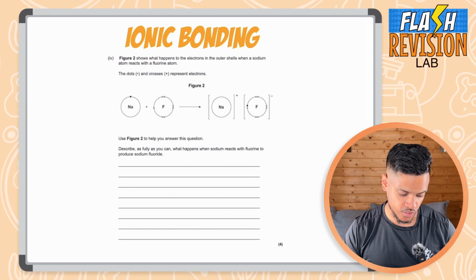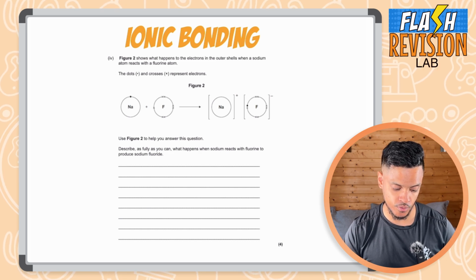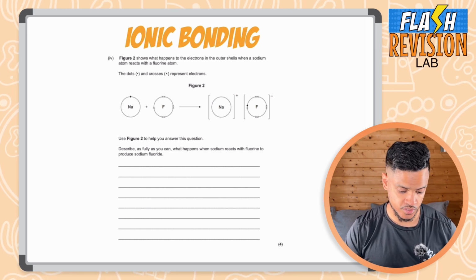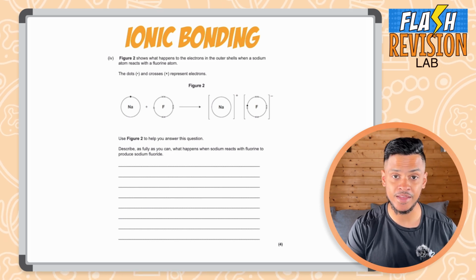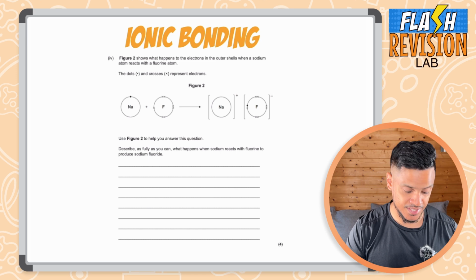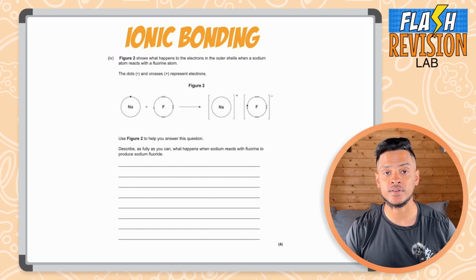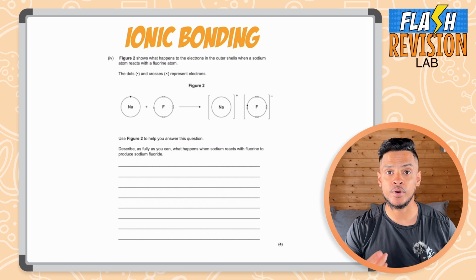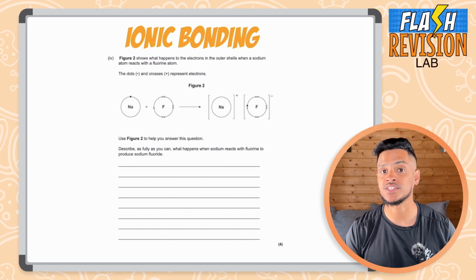And it says, describe as fully as you can what happens when sodium reacts with fluorine to produce sodium fluoride. So we basically need to explain the process of getting from the left hand side to the right hand side. What exactly happens? So you can see here, sodium has 1 electron in its outer shell, fluorine has 7. Remember what they're trying to do. They both want a full outer shell because that makes their structure stable.